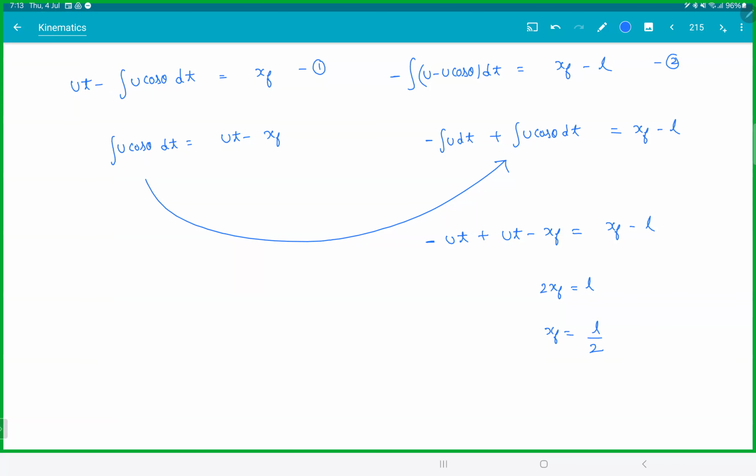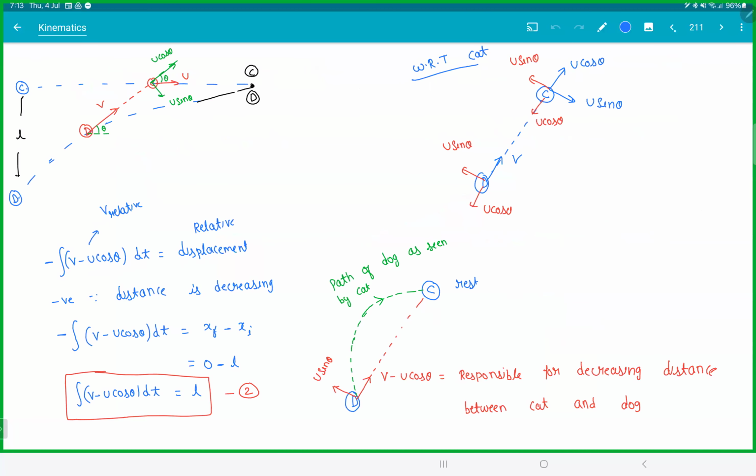Make sense? That is how you do that. So how do we know that the final distance is the minimum distance? Why can't it be before that? Think about it. Initially, what is this distance? This is already L.